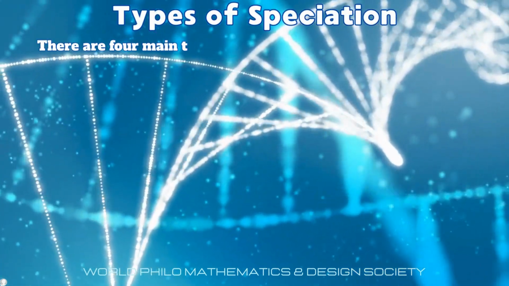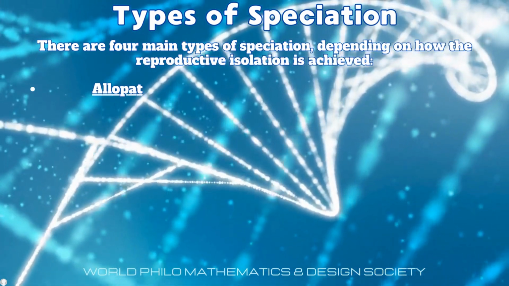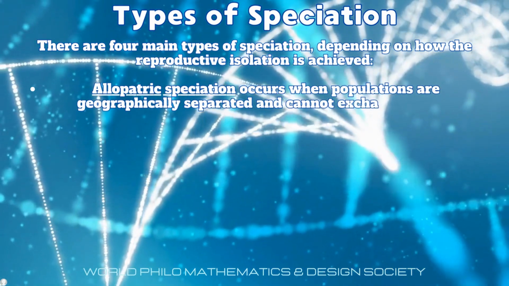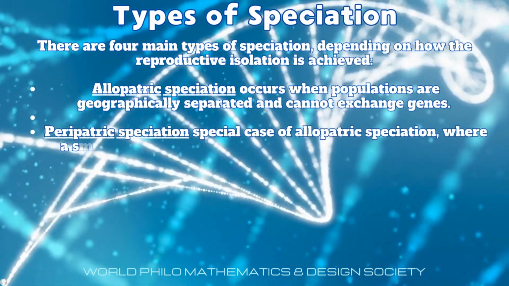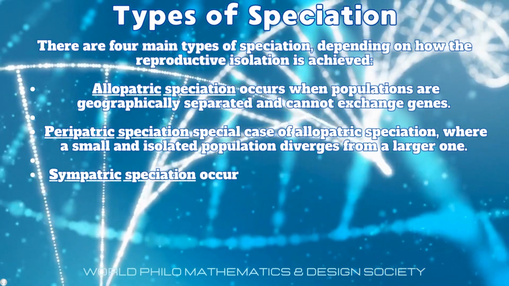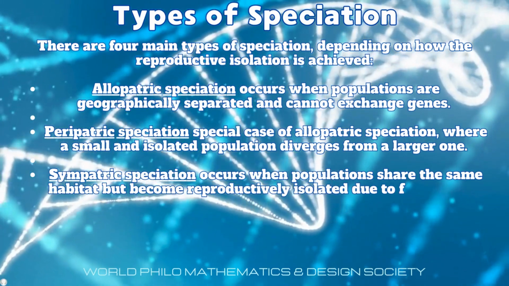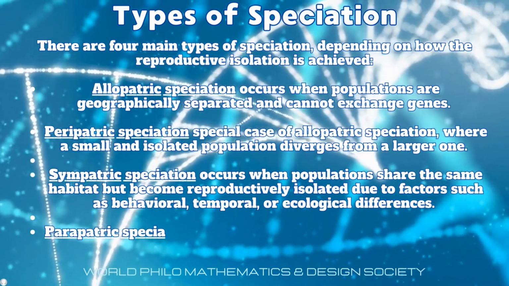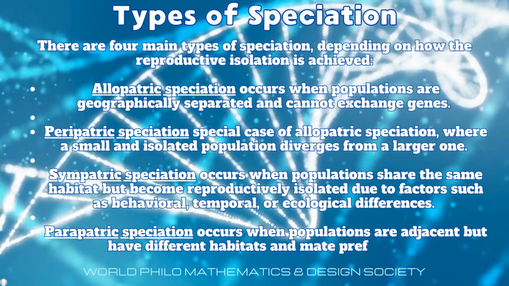There are four main types of speciation, depending on how the reproductive isolation is achieved. Allopatric speciation occurs when populations are geographically separated and cannot exchange genes. Peripatric speciation is a special case of allopatric speciation where a small and isolated population diverges from a larger one. Sympatric speciation occurs when populations share the same habitat but become reproductively isolated due to factors such as behavioral, temporal, or ecological differences. Parapatric speciation occurs when populations are adjacent but have different habitats and mate preferences.